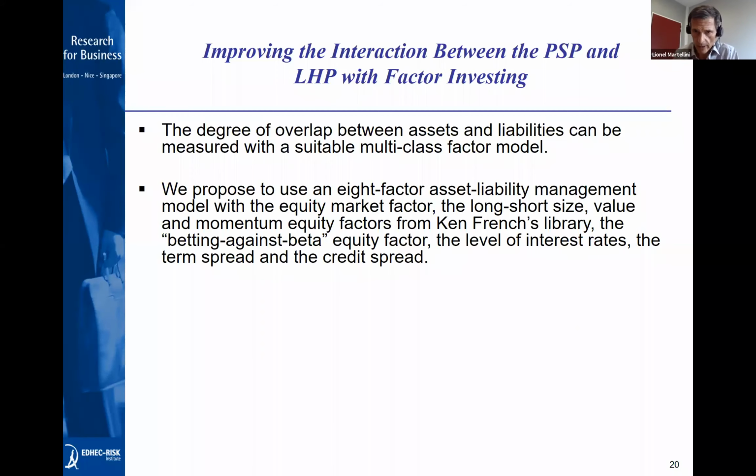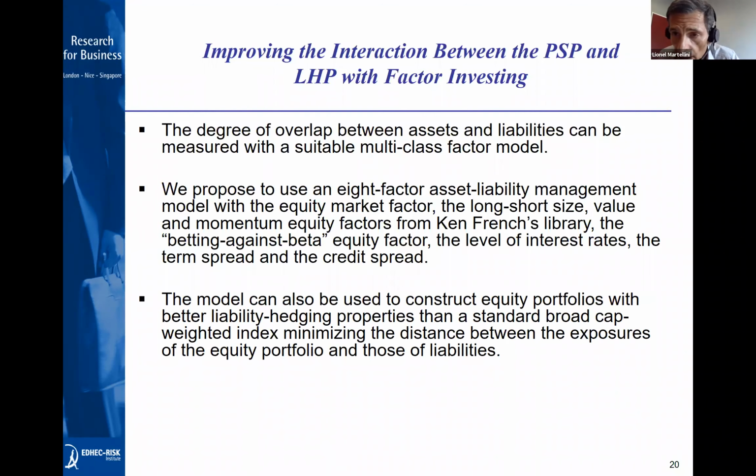In this case, we're using the level of interest rates, which is the one we talked about, the term spread, which is the slope of the yield curve. And I'm also using the credit spread because it's actually proved to be useful for both assets and liabilities depending on the discount rates, but I don't want to spend too much time on this. Now, this model can be used to construct equity portfolios that have a better alignment with the liabilities.